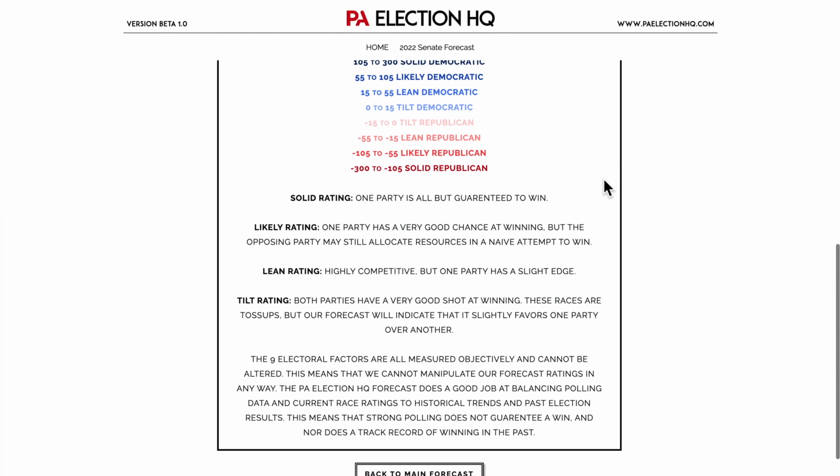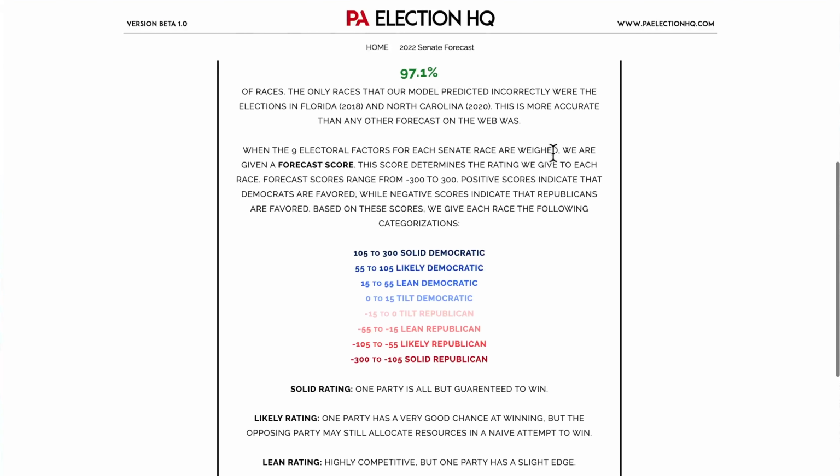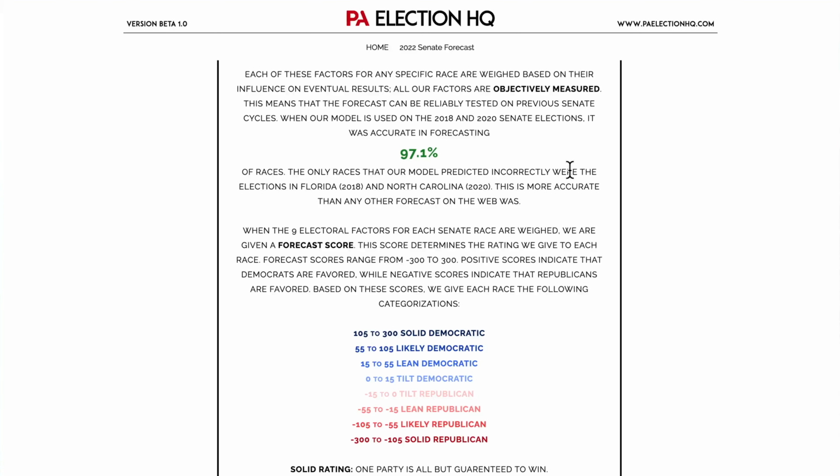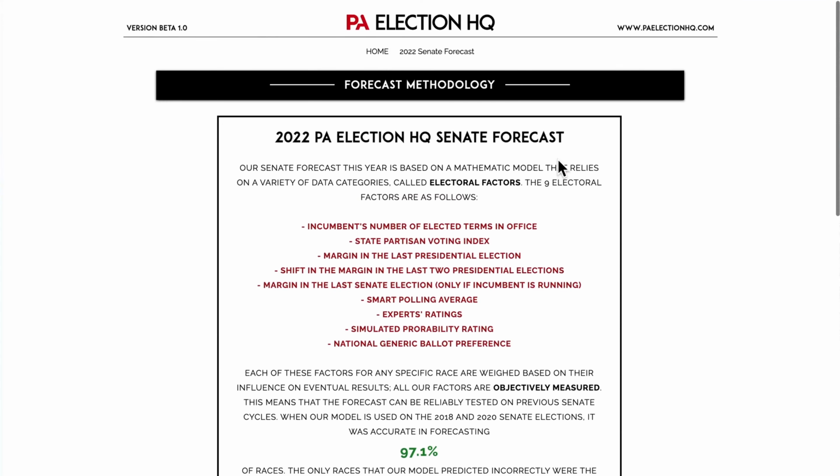And finally, here you will see that if this forecast was applied to different elections in the past, in 2020 and 2018, it only predicted one race wrong in both of those cycles. The factors for this forecast are objectively measured, so you can actually apply them to election results in the past, and they will not change.